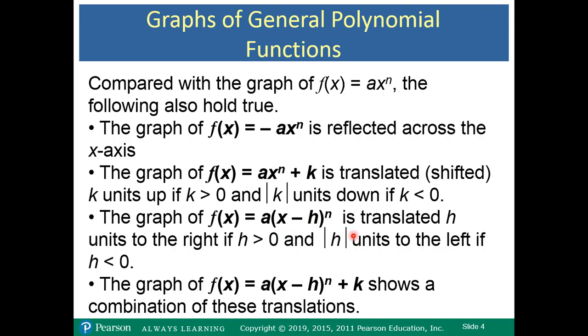So now this is going to be a translation in the horizontal direction, right and left. So it's going to be right if h is positive, and it's going to be to the left if h is negative. And then we have both of these together make this a translation. It's a combination of the translations going left or right or up and down.